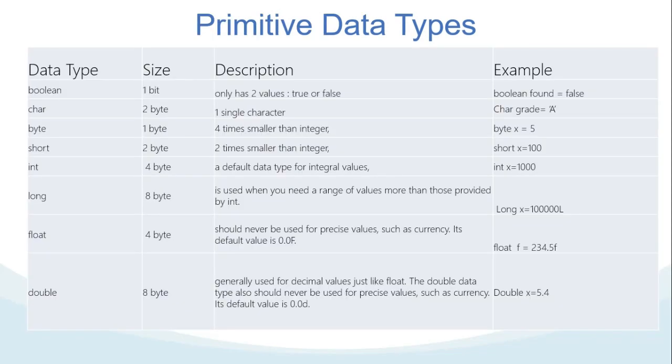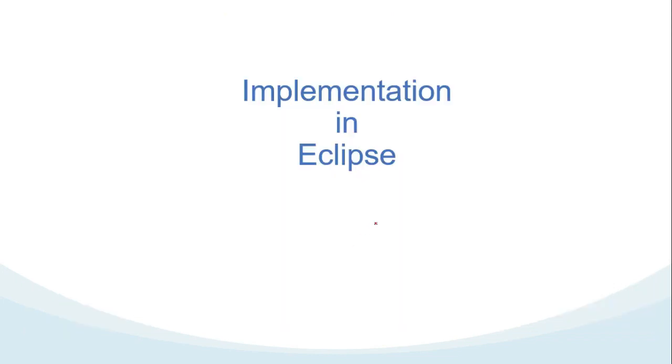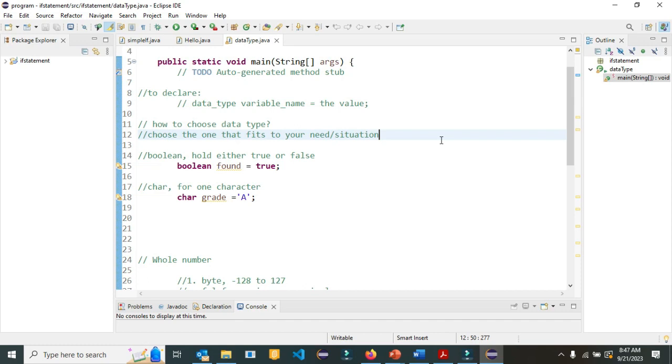Now let's see primitive data types. There are 8 primitive data types: Boolean, character, byte, short, integer, long, float, and double. Let's see the implementation in Eclipse. In programming, every time you want to use a variable, you have to declare it first. How to declare it is by typing the data type, then a space, the variable name, then an equal sign, and then the value that you want to assign to that variable.